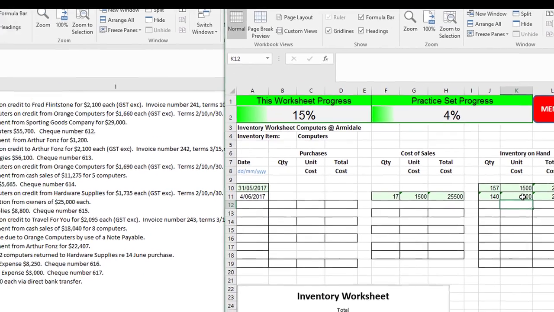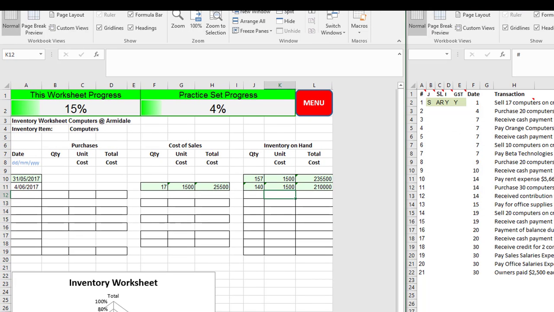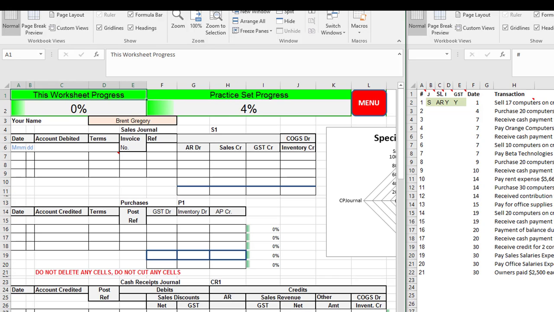Now, what's going to happen with that? I need to arrange again: Arrange All, Vertical. I'll come back and fix. So the first part, we've done the inventory. They've swapped over sides, but we can work with that. The next thing we'll need to go to is the special journals, and we record this in the sales journal. So we go back here, we've got S, sales journal, it's a sale on credit.